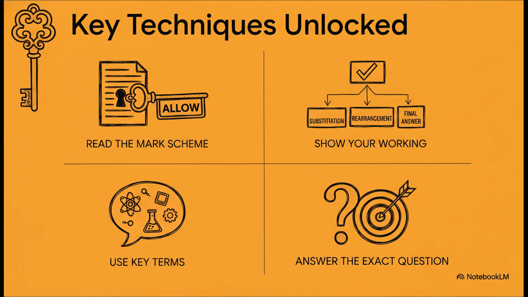Second, for any calculation, show every single step: substitution, rearrangement, final answer. Third, for those long answers, use the right scientific language. That indicative content is your best friend. And finally, and this is probably the biggest one, just answer the exact question they asked. If it asks for 2 things, you give them 2 things.